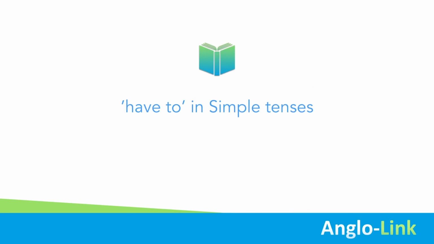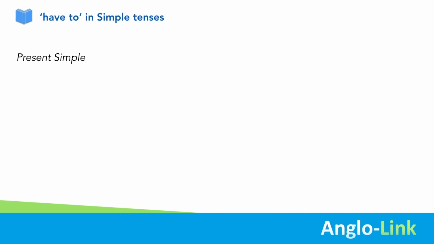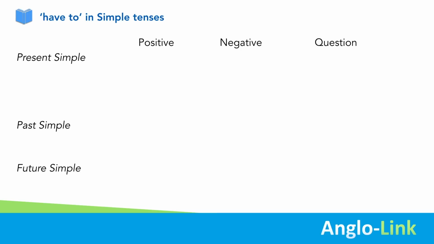So, let's formulate have to in simple tenses. Present simple, past simple, and future simple. In the positive, negative, and question. In the present, we have 2 possibilities, I, you, we, they, have to. How do we make this negative? We need an auxiliary, which is do. So the negative is don't have to.